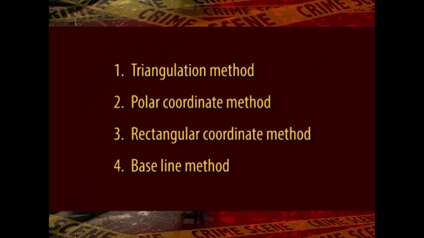Dear student, now we shall study the method of measuring the crime scene. As we know, in a crime scene sketch, the sketcher has to show the relevance among the physical evidence. So, they have to measure the true dimension of the physical evidence. To determine the dimension of physical evidence, these are the following methods: triangulation method, polar coordinate method, rectangular coordinate method, baseline method. So, let's start one by one.